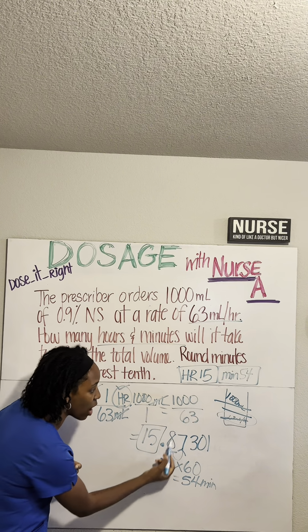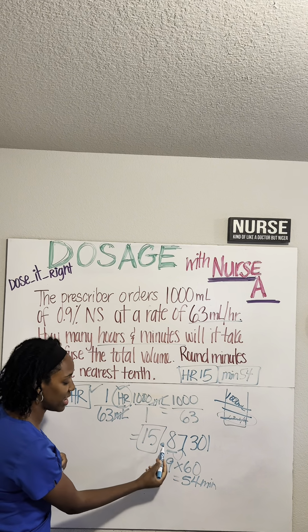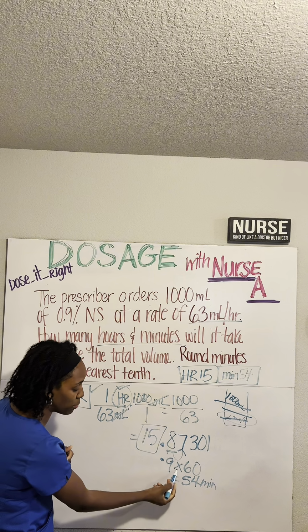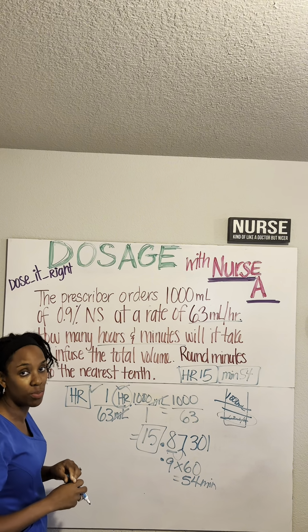And once again, we round it because they asked us to round to the nearest 10th. And how do we get it over to minutes? Well, 60 minutes equal 1 hour. So we multiply it by 60 to see how many minutes it equals.